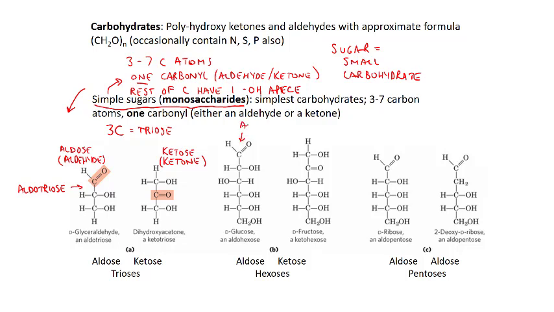Glucose is an aldohexose because it has 6 carbons. And you can keep going like this. Stop me if it gets too exciting.